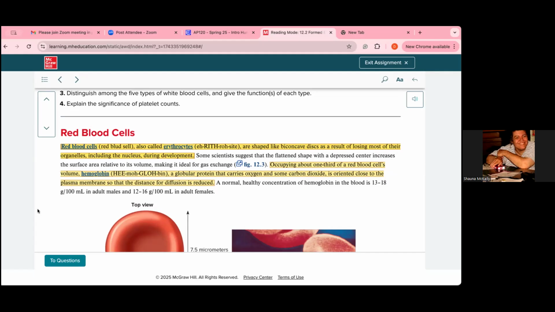So hemoglobin, which is part of a red blood cell, carries oxygen, is oriented close to the plasma membrane so that the distance for diffusion is reduced. A normal healthy concentration of hemoglobin in the blood is 13 to 18 grams per 100 milliliters in adult males and 12 to 16 grams per 100 milliliters in adult females.